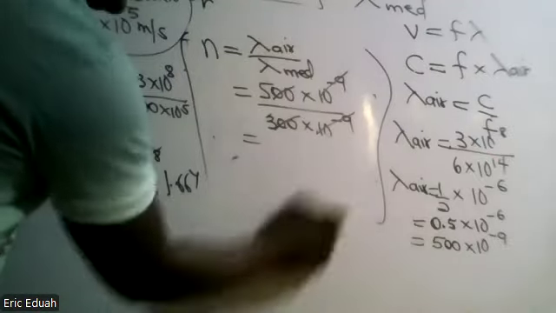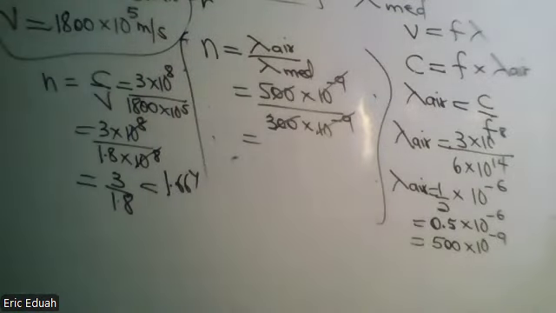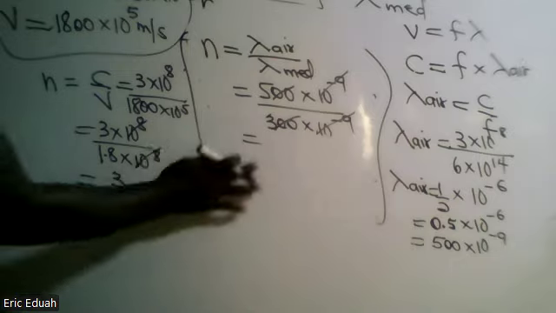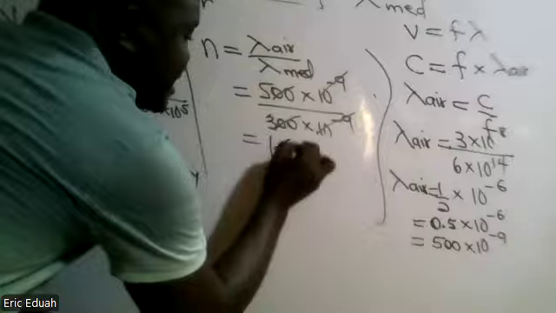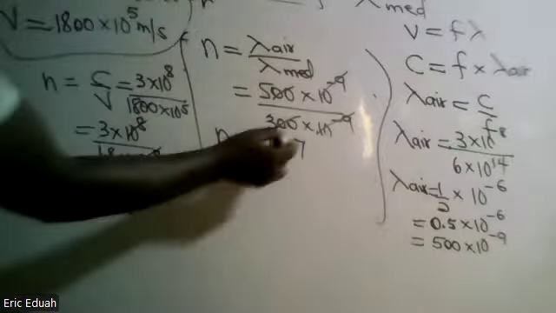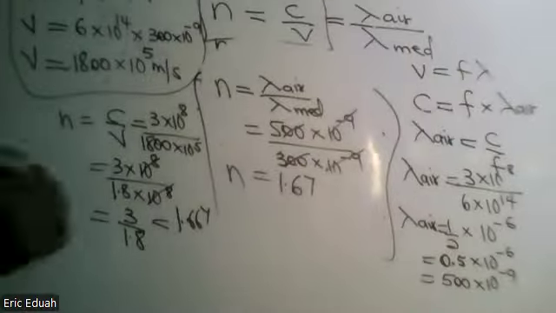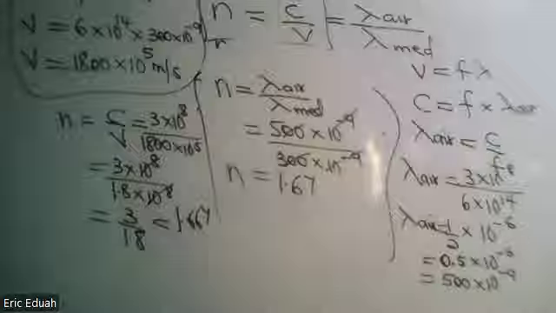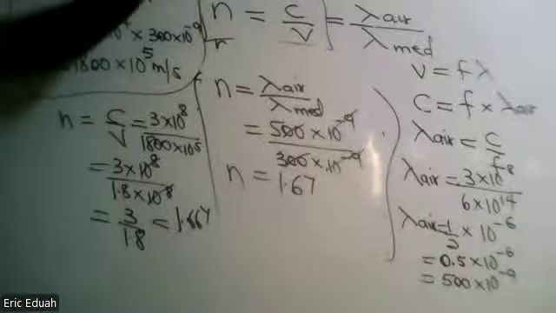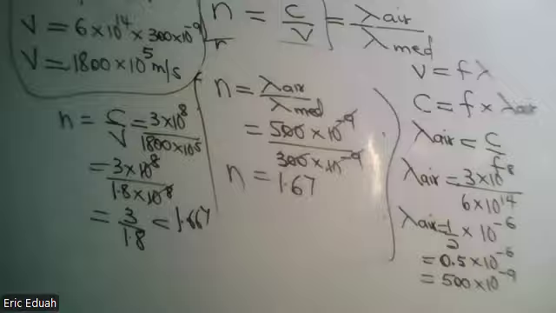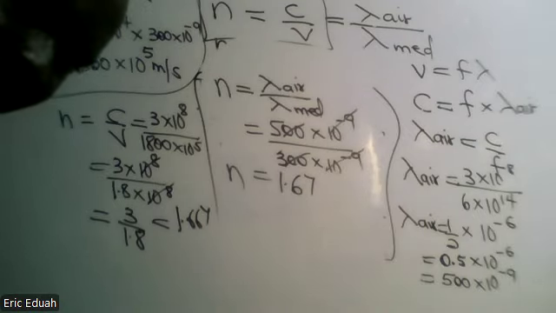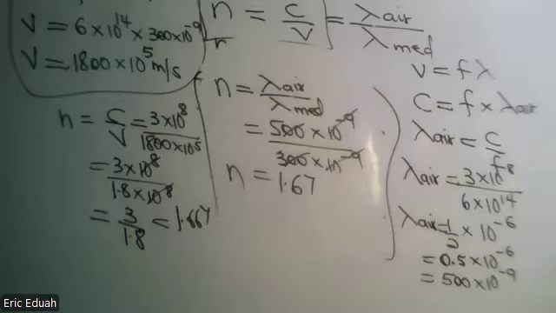So we have 5 divided by 3. And what is 5 divided by 3? 1.67. So 1.67, approximately. So this is also giving us the same result as when we considered the speed of light in air to the speed of light in a medium. So both ways are applicable in solving the problem. Please, any questions? All right.